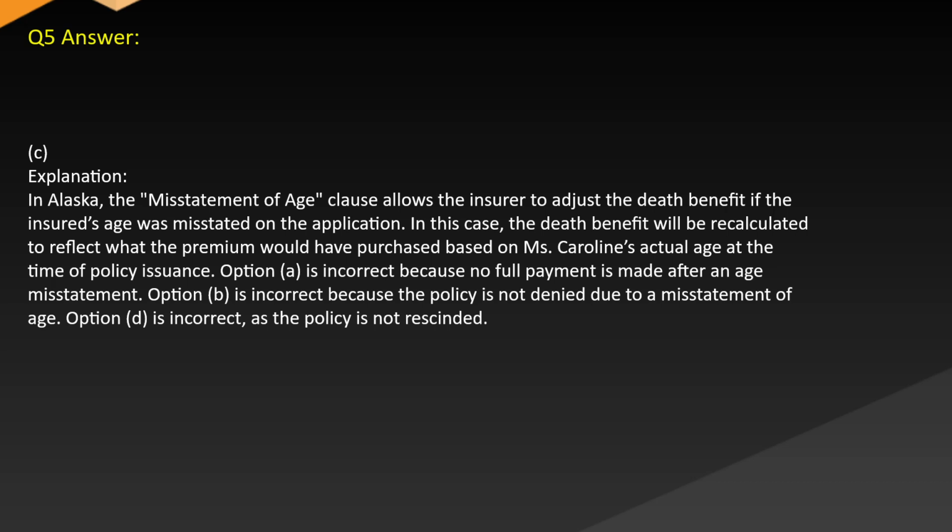Option A is incorrect because no full payment is made after an age misstatement. Option B is incorrect because the policy is not denied due to a misstatement of age. Option D is incorrect, as the policy is not rescinded.